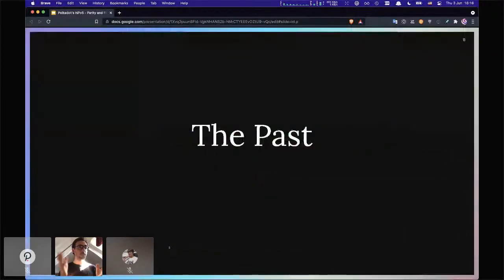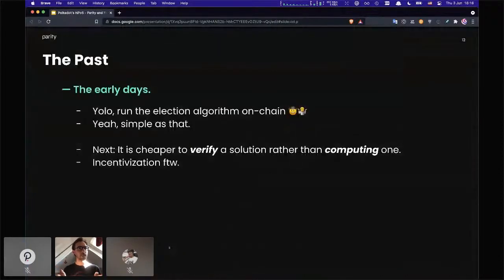So this was the intro of why we do NPoS, why it's difficult, and why it's worth it. Let's look at the past and how we did this. We had this selection algorithm, sequential Phragmén. In the very old days, it was just YOLO. We ran it on chain. It was the early days of the Polkadot testnets, or the early days of Kusama post-Genesis, where there were tens of validators and hundreds of nominators, and it all worked really well.